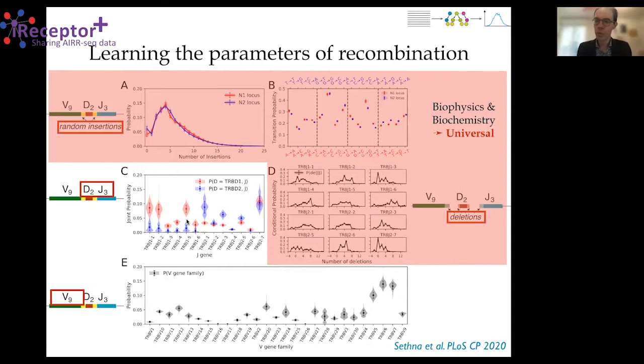Okay, so that's one output of the model to actually get to the biochemistry, if you like, or the distribution of different scenario events. But one other output of the procedure is that now that we have a model, for any sequence you give me, I can estimate for you the probability that that sequence is generated, right? And that probability we will call pgen, as in a generation probability.